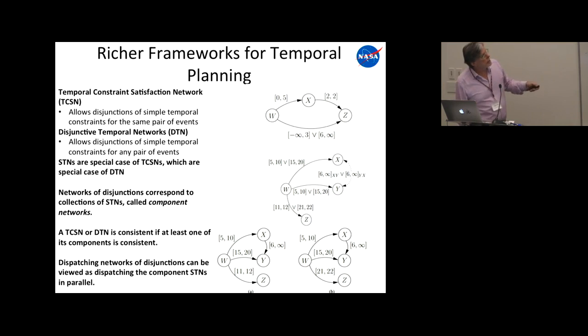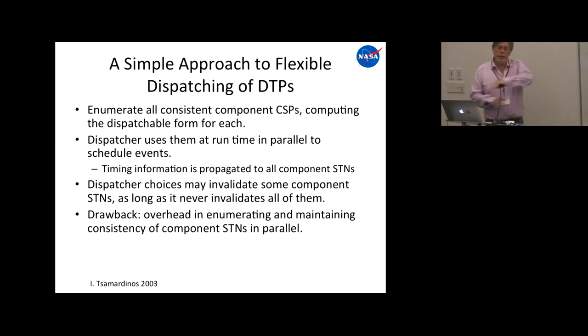The interesting thing to note is that these disjunctive networks all have what are called component STNs. Remember, STNs are the ones that are relatively easy to manage. And these can be viewed as inducing collections of these simple temporal networks. So one approach in solving these is just to generate all the component STNs, make them dispatchable, and then as you're dispatching them, just keep track of all of them in parallel. That's the simplest approach you can think of, because we already know how to keep track of an STN as you're dispatching. We showed how to do that. So we can just keep track simultaneously in parallel of all the component STNs that correspond to a disjunctive temporal problem.